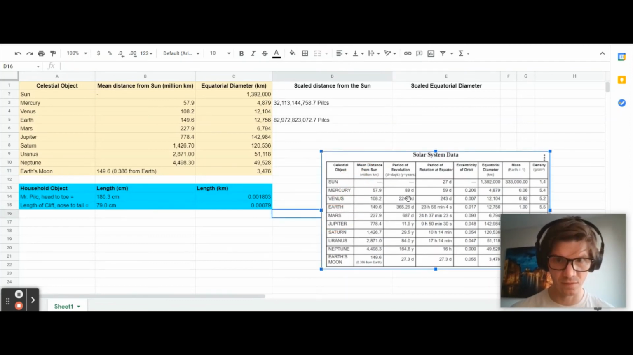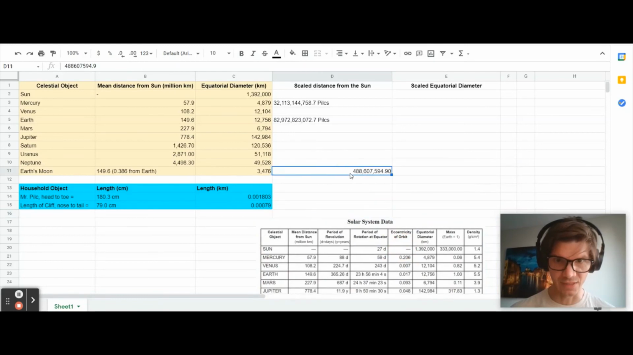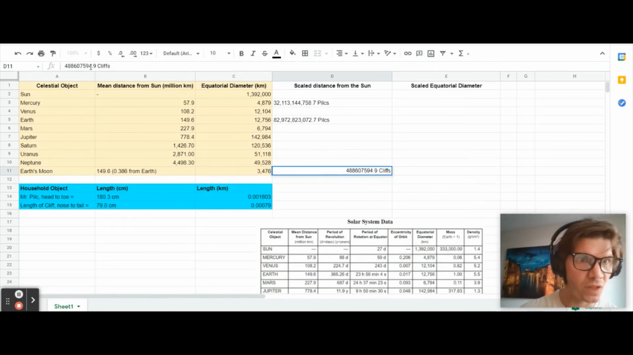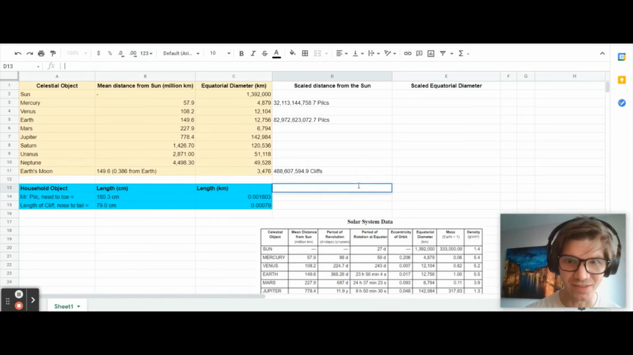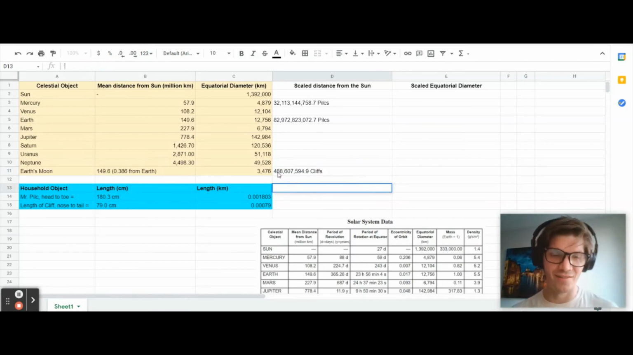Oops. Say the tables. 0.9 cliffs. There's my cat. Let's just plug this number in. Not too many compared to the other ones. It would just take 488,607,594.9 cliffs. I guess I gotta bend part of his tail. I wouldn't do anything to my cat.